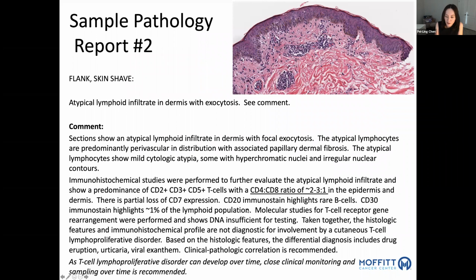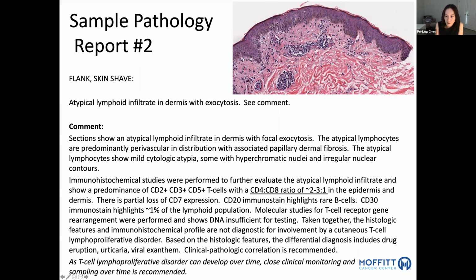I also document if I see any CD20 positive B cells, and what the CD30 expression distribution is like. In this case, I performed molecular studies for T cell gene rearrangement because I wasn't so sure. Especially if there's a high clinical suspicion and I don't feel like I'm fully achieving a CTCL/MF diagnosis, I would add molecular studies to see if I could get a little more information.